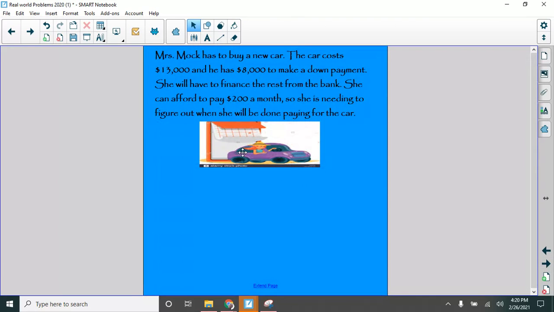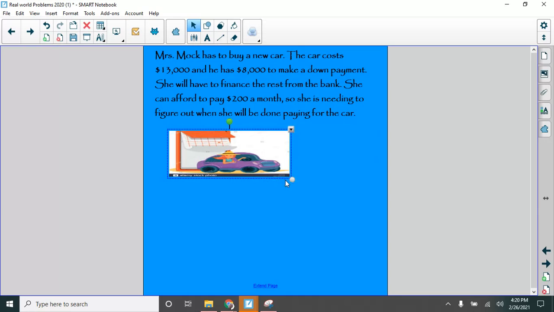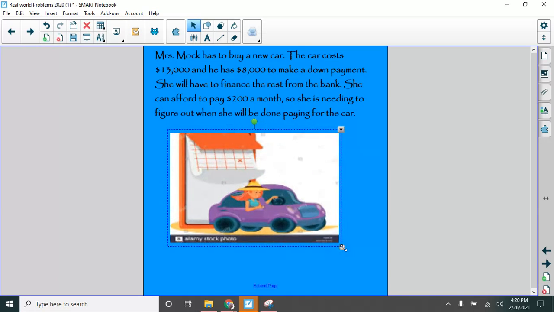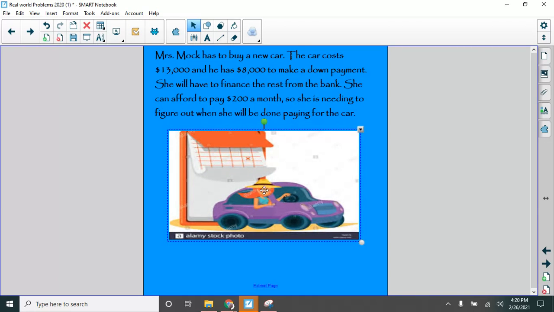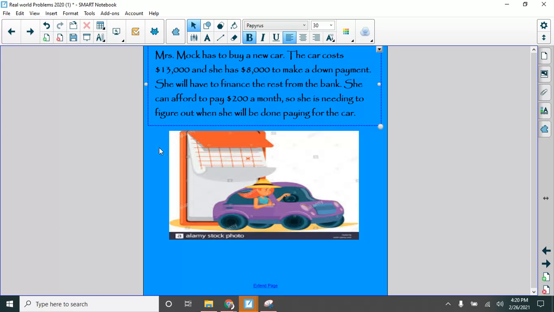Here is Mrs. Mock's car. And if you don't know Mrs. Mock, we'll just say that looks exactly like her. Mrs. Mock has to buy a new car. The car costs $13,000. She has $8,000 to make a down payment.